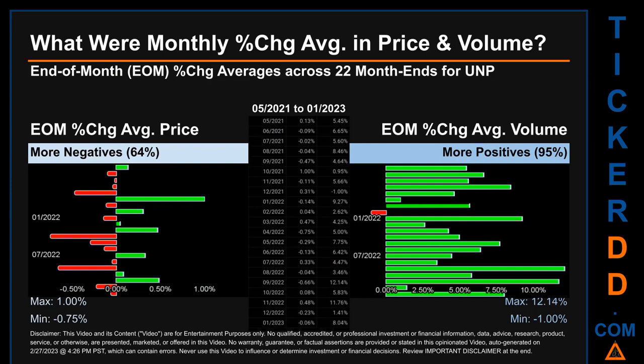Price saw an end-of-month max of 1.00% in average percentage change along with a minimum of -0.75%. For volume, the maximum and the minimum monthly percentage change were respectively 12.14% and -1.00%.